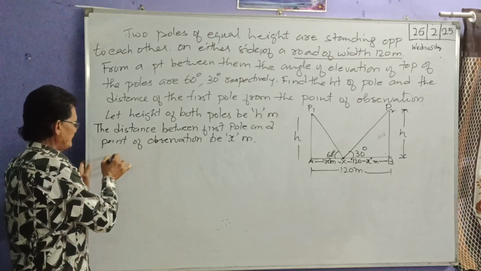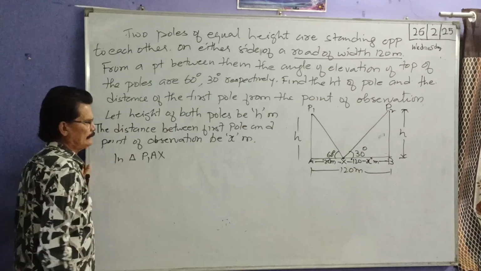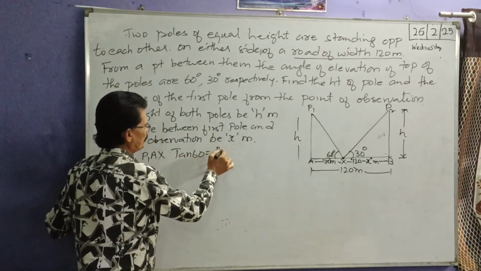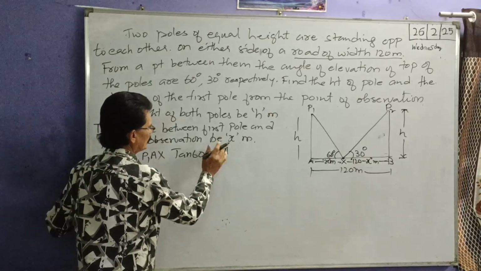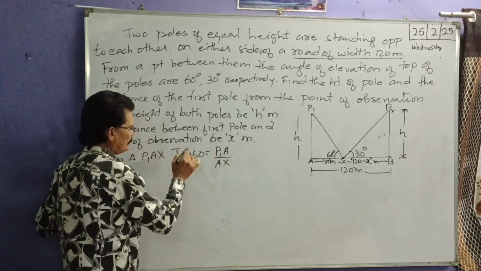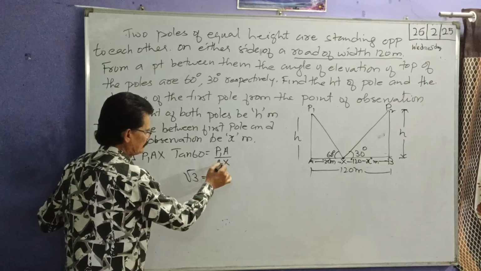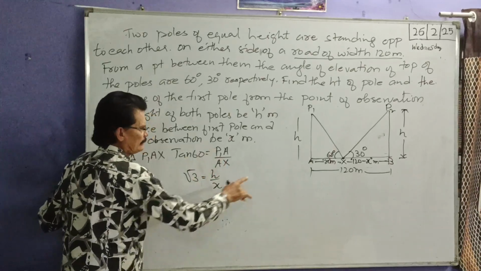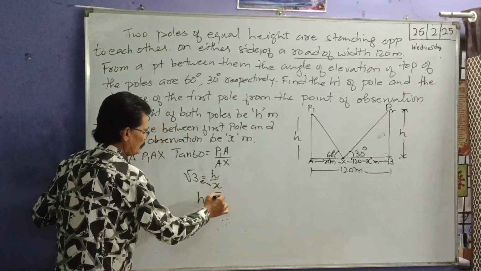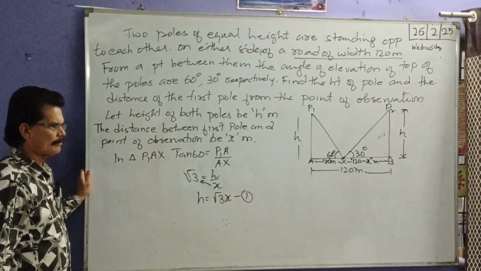Now in triangle P1AX, tan 60 is the opposite side by the adjacent side, P1A by AX. Tan 60 is root 3, P1A is H, and AX is X. So H is equal to root 3x. Equation 1: H is equal to root 3x.